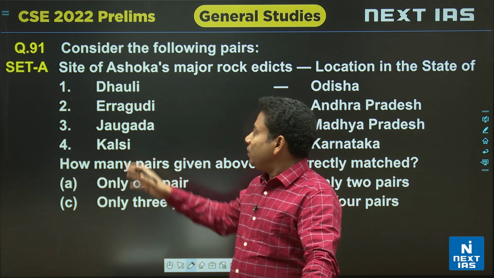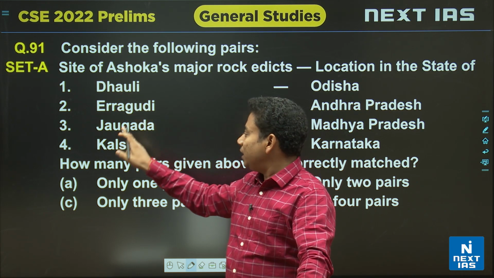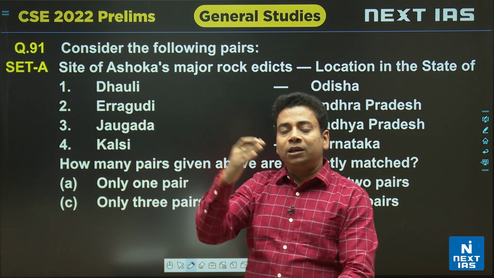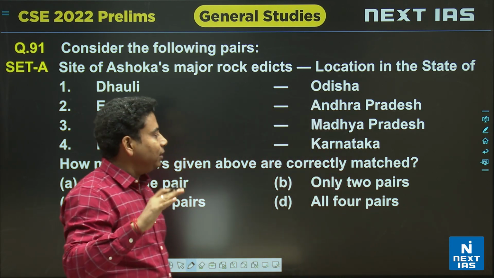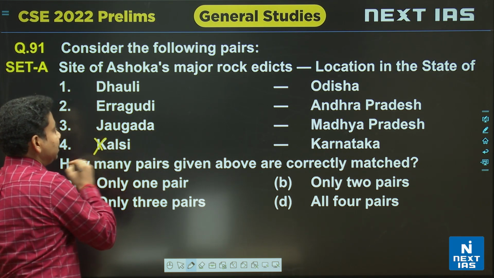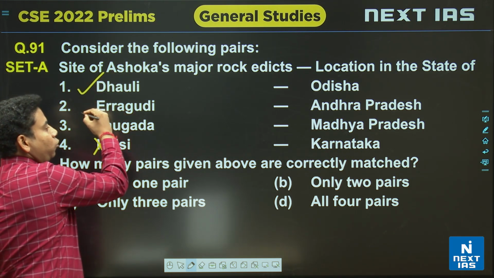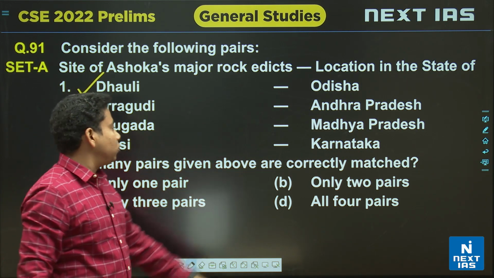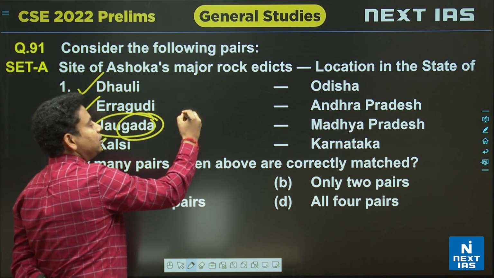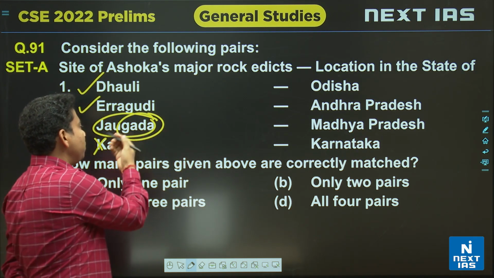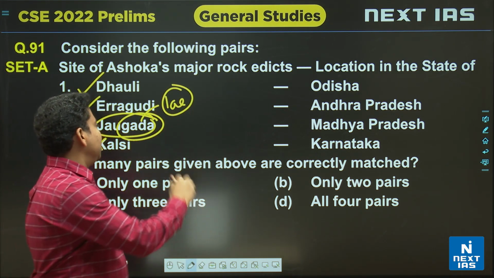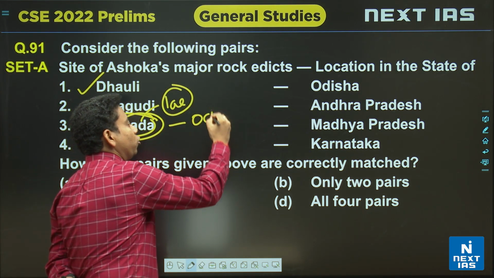Again we have read about Dhauli, which is in Odisha. We have read about Kalsi, which is in Dehradun, between Dehradun and Chakrata, where there are major rock edicts. So Kalsi is wrong. Dhauli is correct. Erragudi is in Andhra Pradesh, which is also correct. Jaugada, Gada means fort, and Jau means lac, made up of lake. This particular site is also in Odisha.